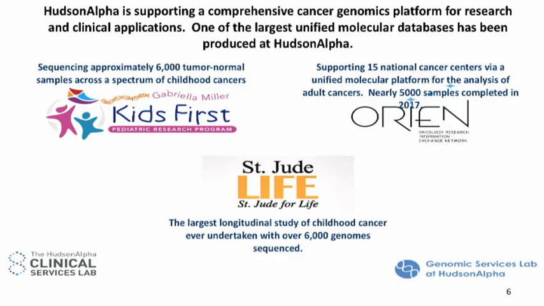So 3 project areas, and I'll focus on this one in the upper right-hand corner, which actually should say is supporting 19 now national cancer centers via a unified molecular platform for the analysis of adult cancer. We've done quite a bit of work with St. Jude on a large longitudinal study of whole genome sequencing, and this is now approaching 10,000 genomes sequenced. And then we're a sequencing center for the Gabriella Miller Kids First program, which has a pediatric cancer component as well.